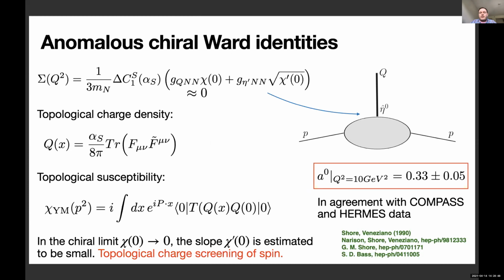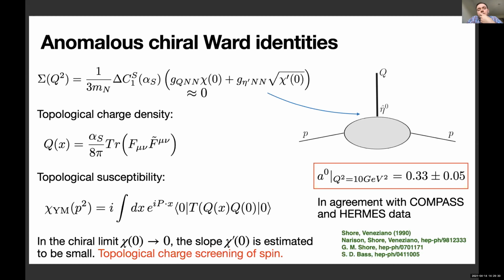And actually, we found that this analysis has been done before. So in our approach, we more or less are in agreement with the conclusion. It was done by Shore and Veneziano. And what they found is that when you measure or calculate the matrix element of F F dual, or Q on this slide, then the matrix element is defined, first of all, by the topological susceptibility. That's the first term in this equation. And then there is a derivative term. And they found that it's just due to the chiral Ward identity.